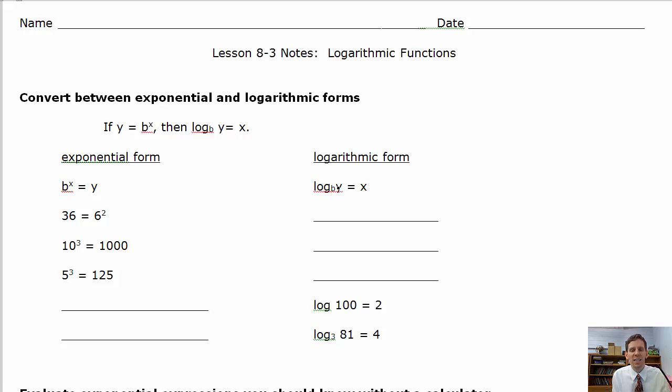And notice that the x and y change positions. In exponential form, it's b to the x power. The b and the x are next to each other. In logarithmic form, the b and the y are next to each other.